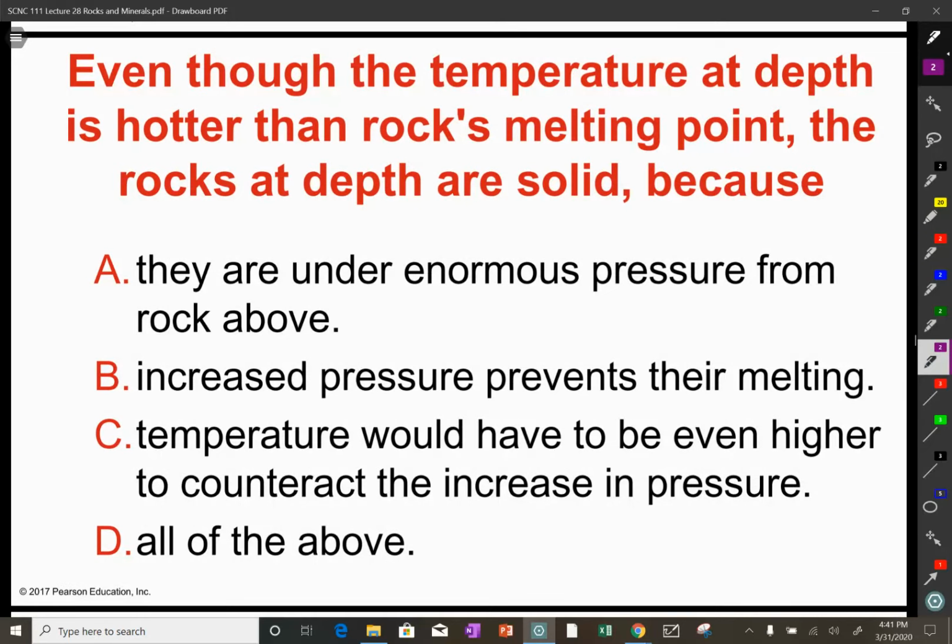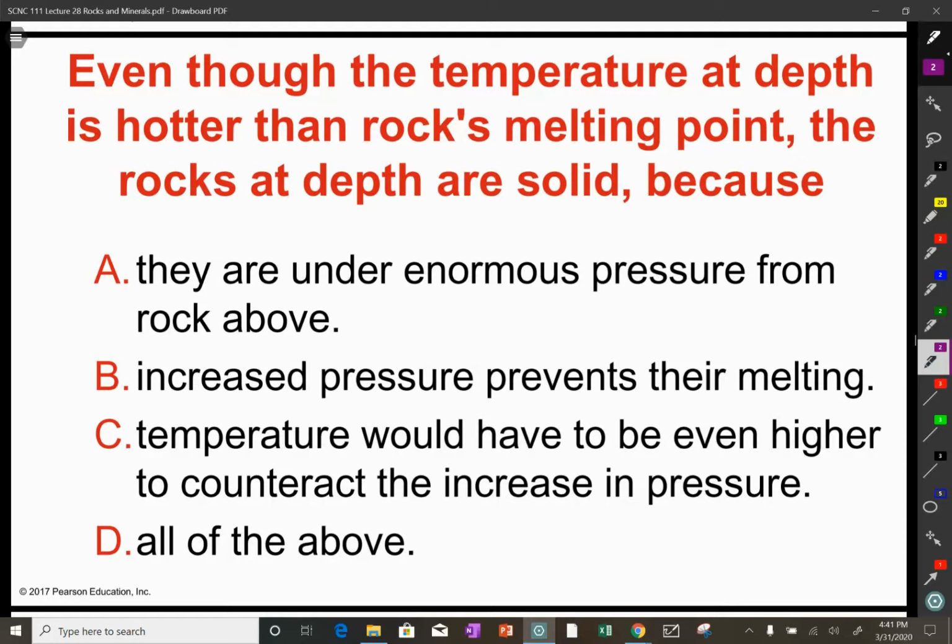So this is an important point, and it has to do with why the core is solid. Even though the temperature at depth is hotter, that is, the deeper you go in the earth, the hotter the temperature is, the very center of the earth, where it's the hottest, is solid. Why? And so is it because of the enormous pressure there?